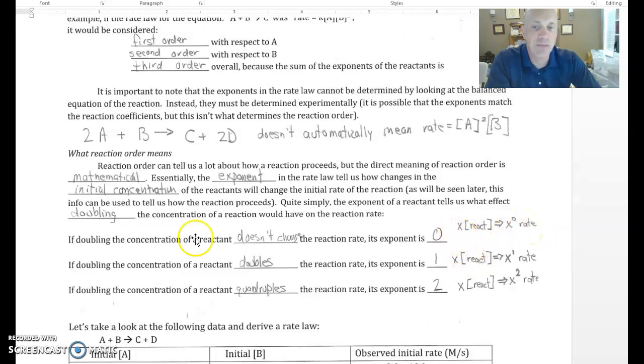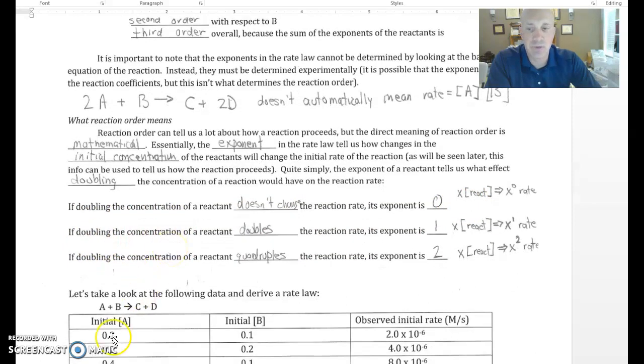But keep in mind, we could still figure out the order if instead of doubling, we tripled it. If we tripled the concentration, say we went from 0.2 to 0.6 in another trial, x would be 3, and 3 raised to the 0 is still 1. So if doubling it didn't have an effect, tripling wouldn't have an effect on the rate.